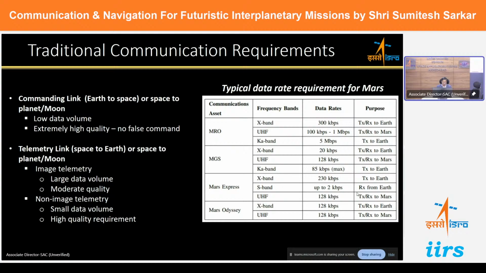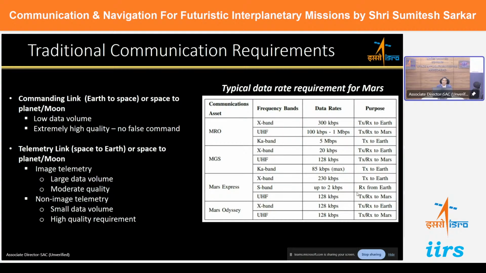So one is image telemetry, another is non-image telemetry. That is also small data volume, like the housekeeping data or the health of the probe. This is all low volume data. This also may come in the telemetry link. So there are 2 types of link, but as I said, it takes a long time for the signal to travel from the surface to the moon. So if you want to really operate a probe from the Earth, it may not be possible to command it in real time. So what is done?